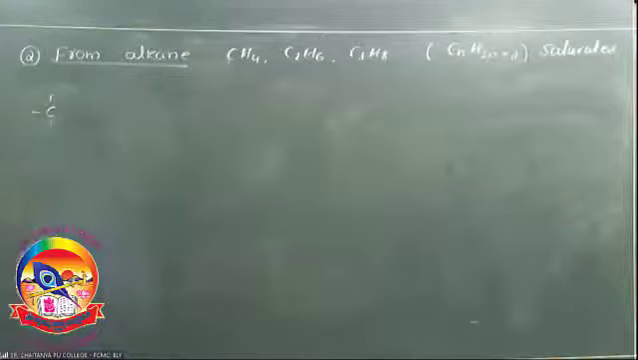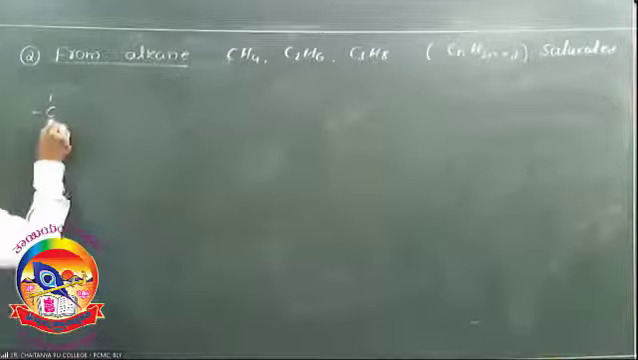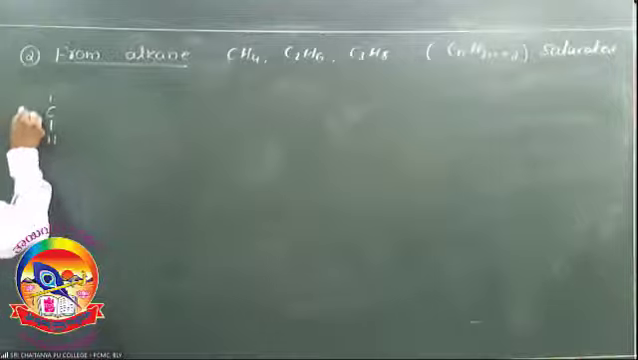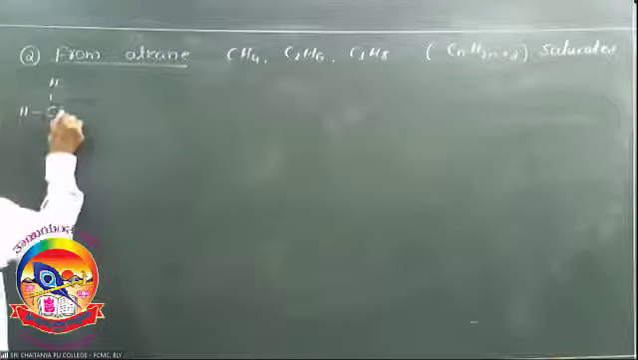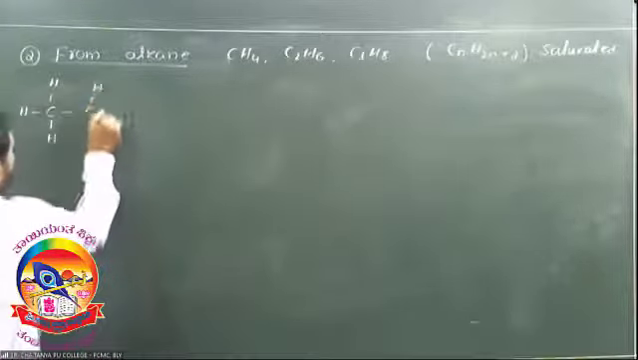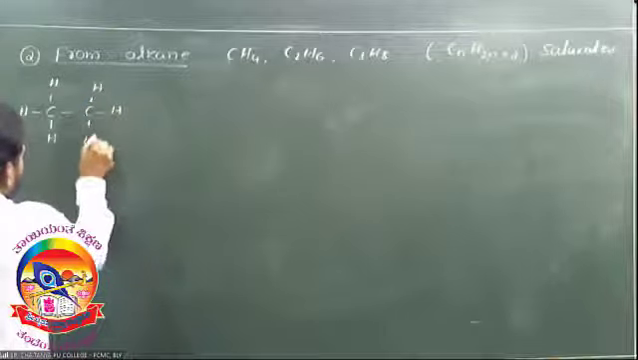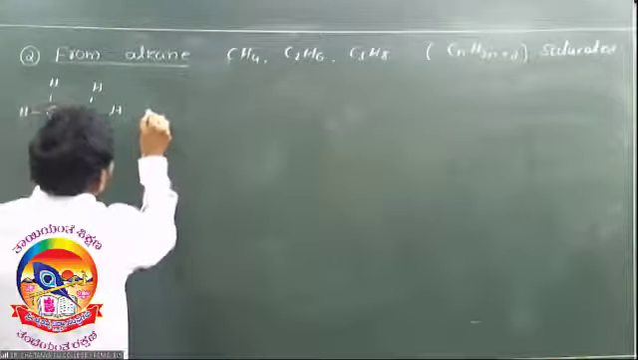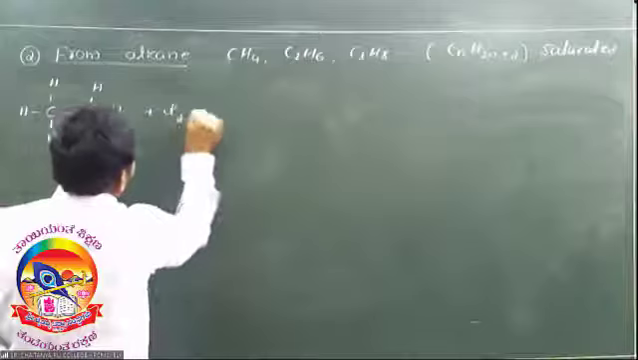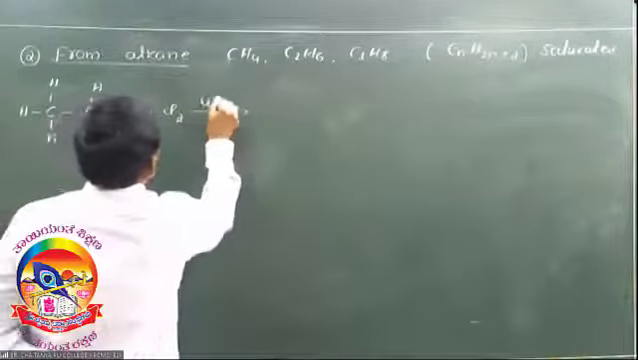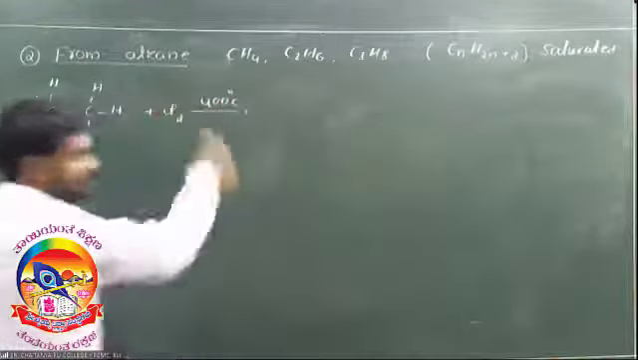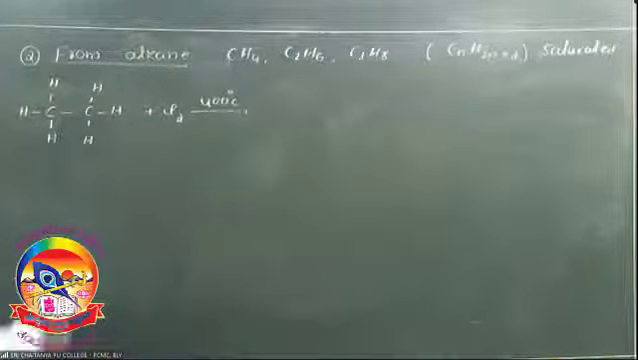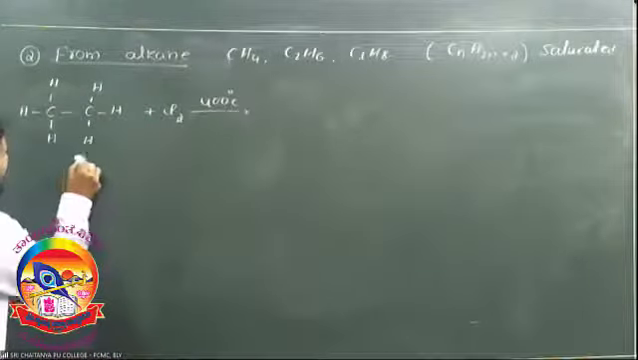Ethane formula: CH3 single bond CH3, that is C2H6. It is ethane. So this ethane reacts with chlorine at about 400 degrees centigrade.